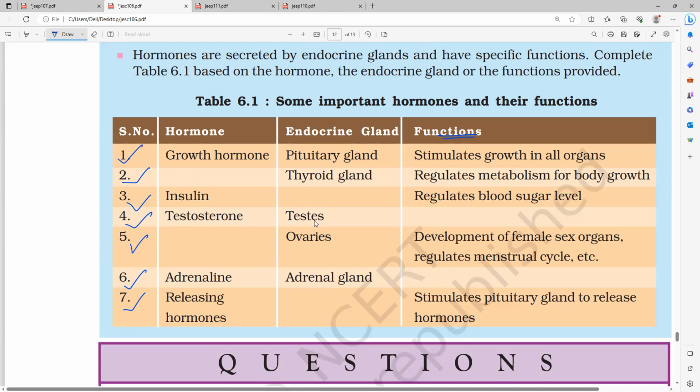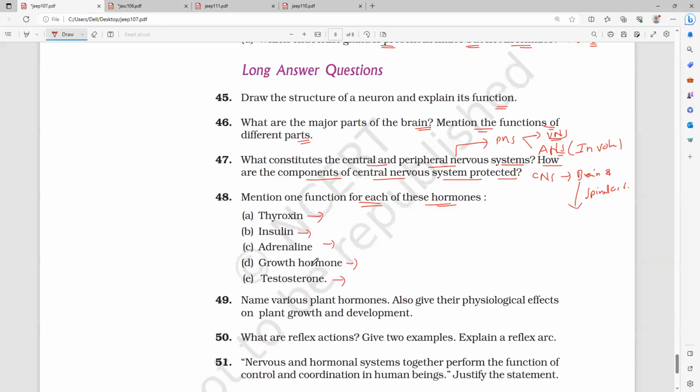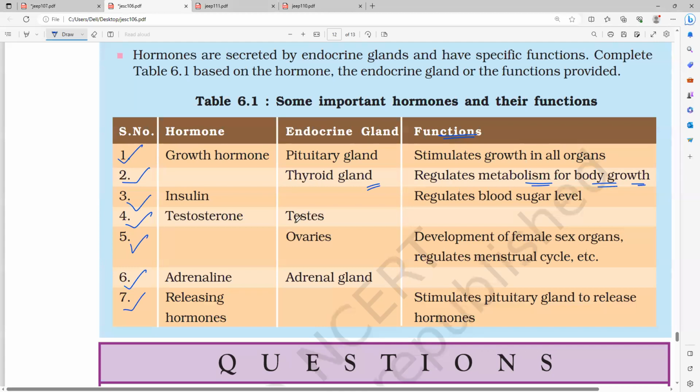So thyroxine controls what? It regulates the metabolism. It is from the thyroid gland. It will regulate the metabolism for body growth, that is, of carbohydrates, proteins, and all. Next, what else are they asking? What is the next hormone? Insulin. Insulin, as we announced here, regulates the blood sugar level. Next, what else?